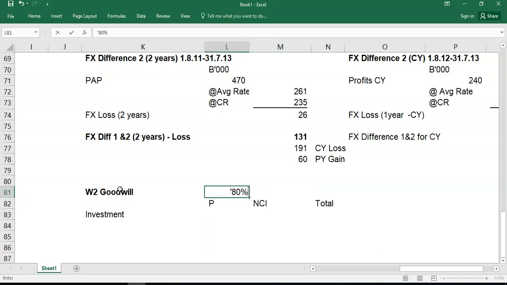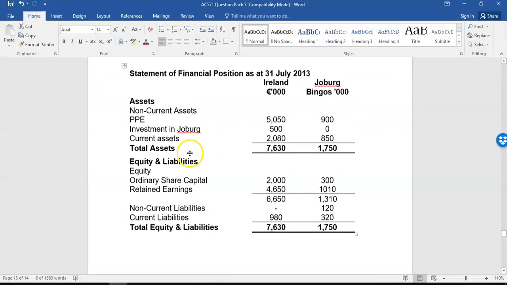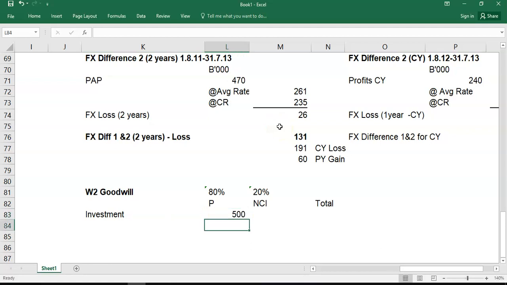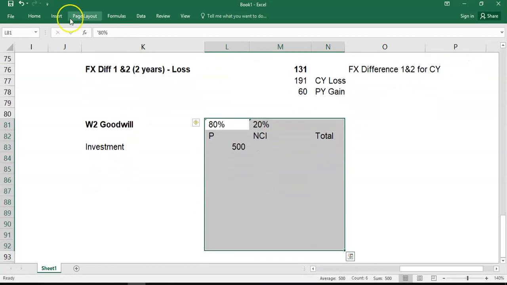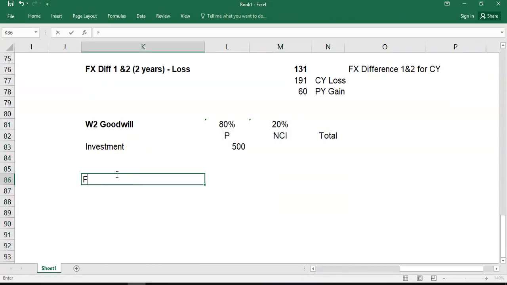Just leave it like that, just so you can see it. And 20%. Just always write down, you'll be amazed when the students get the figure wrong. The investment figure, we're given in the question, 500,000 euro. And we're also told that the NCI is measured using method 1. So that means we don't know until we get the fair value of net assets at acquisition.